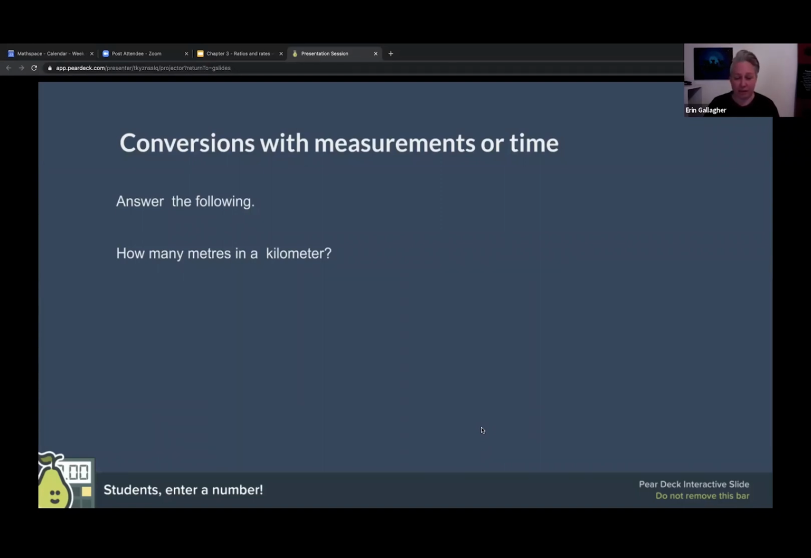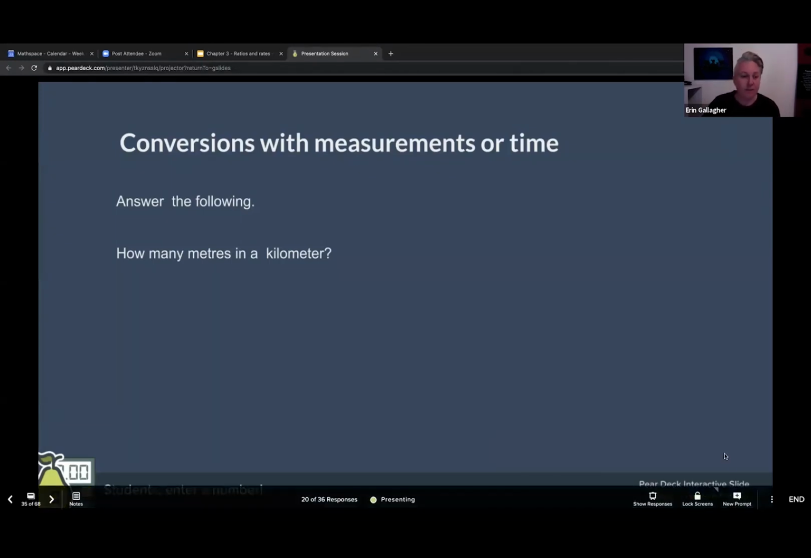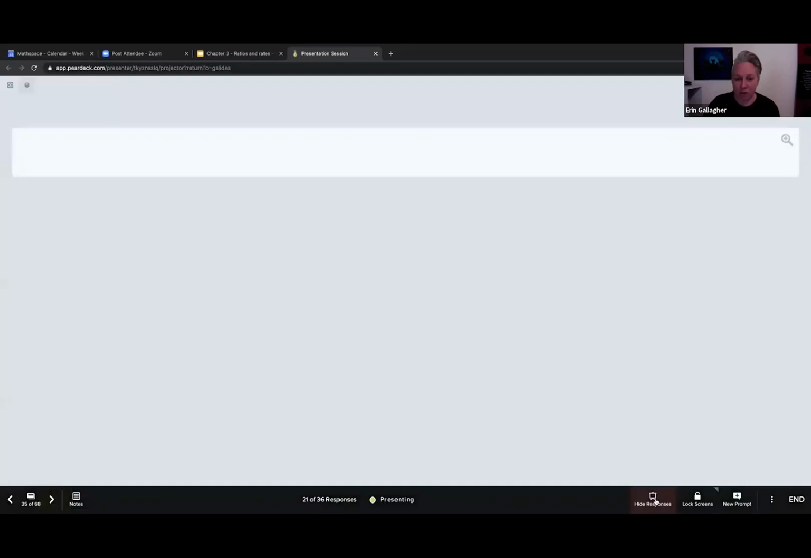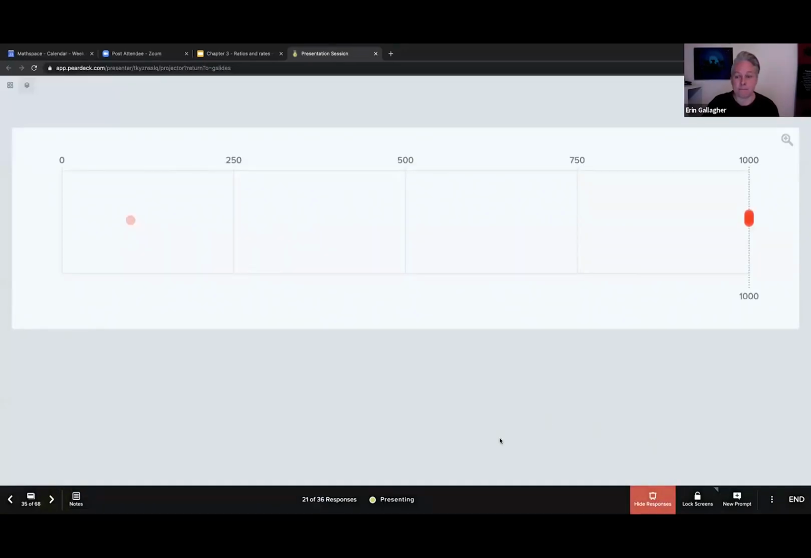Now on the Pear Deck there, you're just going to answer and enter a number. This should be super quick because it should be mostly revision. We just want to make sure we're pretty good at measuring lengths, and we're good at converting time. That will help us with our next activity. So very quickly, how many meters are in a kilometre? That should be super quick. How many meters are in a kilometre?